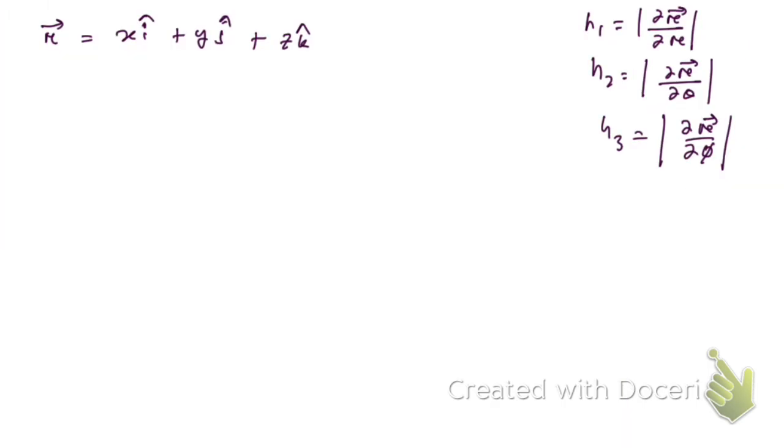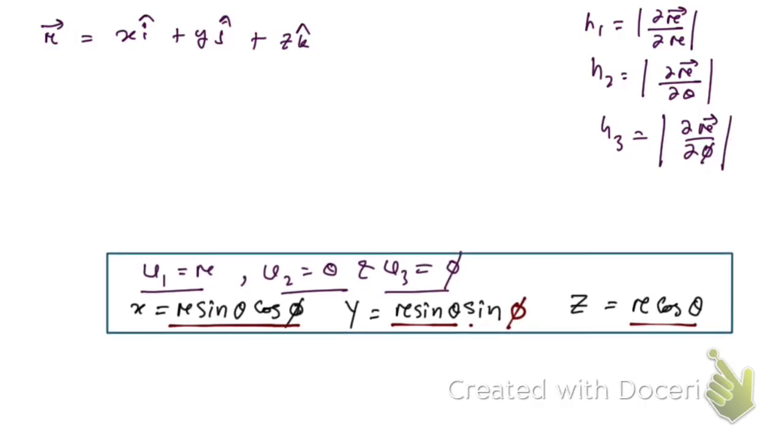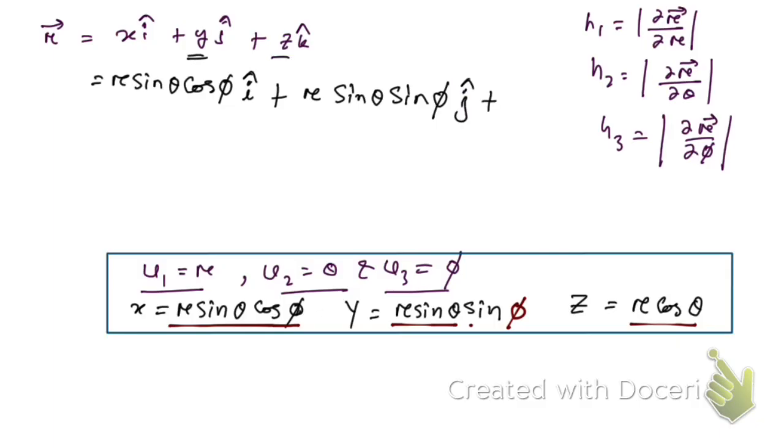So let's replace x by r sine theta cos phi i cap, plus let us replace y by r sine theta sine phi j cap, plus z is replaced by r cos theta, and we must write the k cap. Okay, so hope you have understood this.